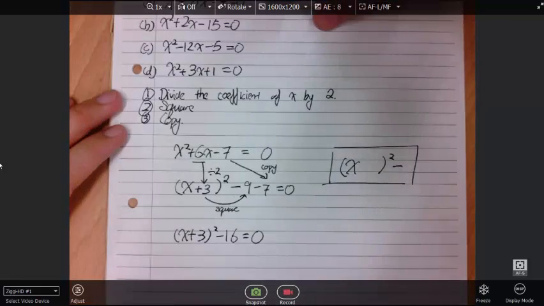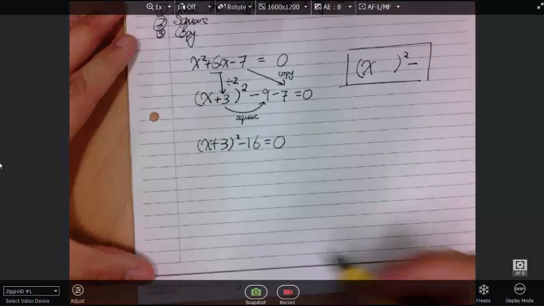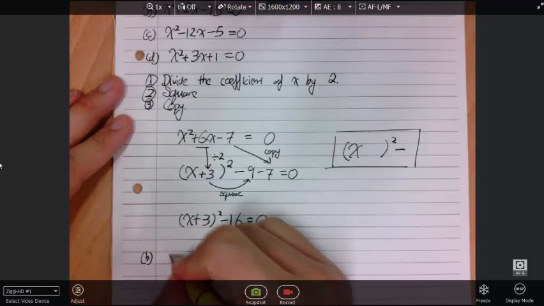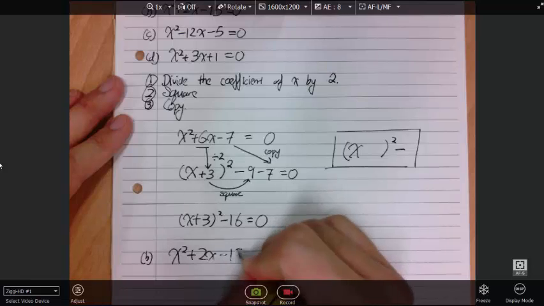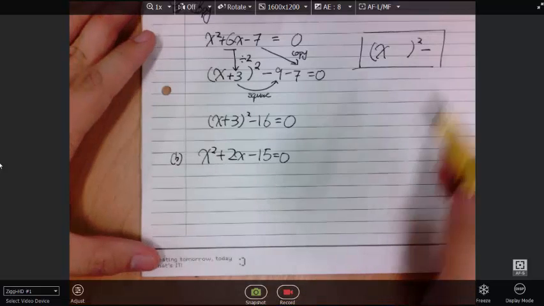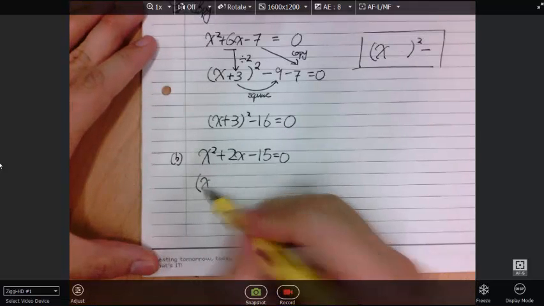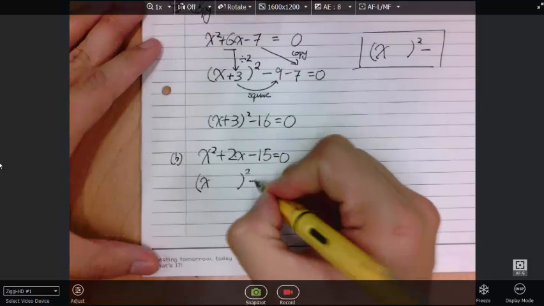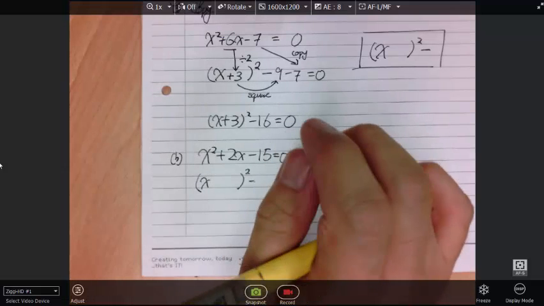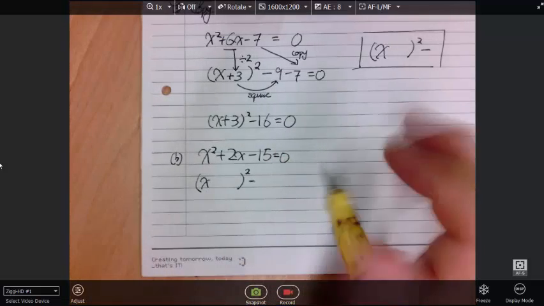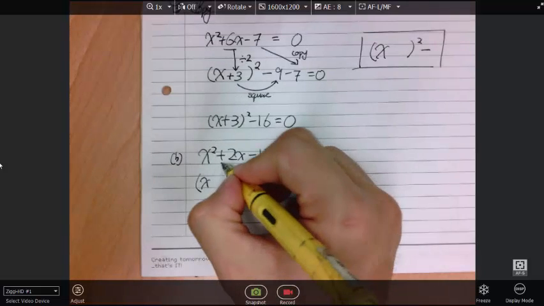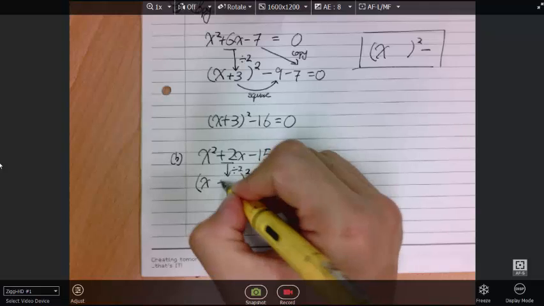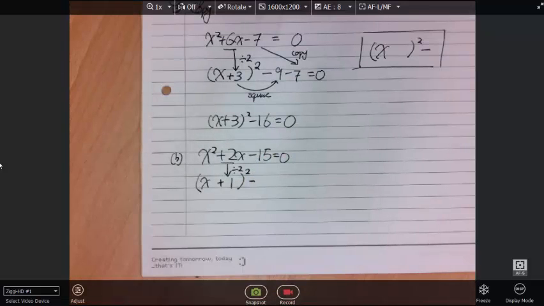Now I give you the next example, part B. Part B is same thing again. Part B is x square plus 2x minus 15 is equals to 0. The idea here is same thing again. First, we write down x, then the square, then the minus sign. First thing we do is divide by 2. You get plus 1. It's just plus 1, not plus 1x.